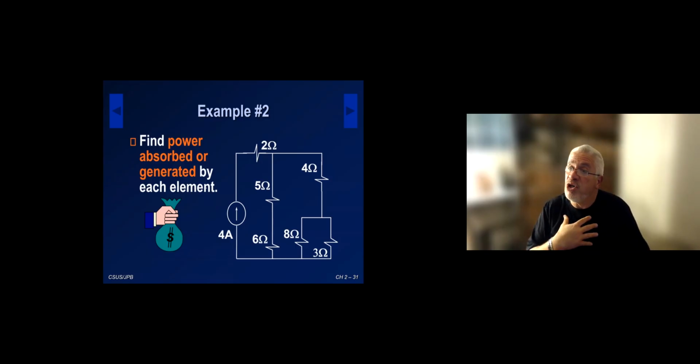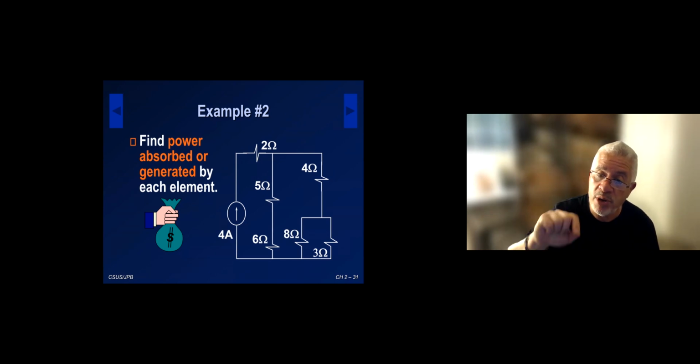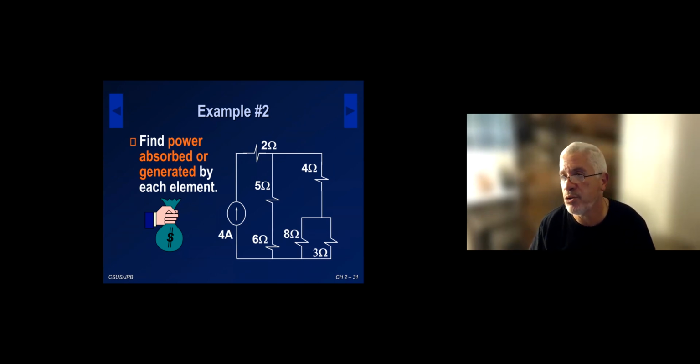So if our solution is correct, we should be able to look at the power from the source and make sure that it equals the power dissipated by the 2 ohms, the 3 ohms, the 4 ohms, and so on, the sum of the power in the resistors. That's kind of a check for us. And mostly here, I'm going to be using current division.